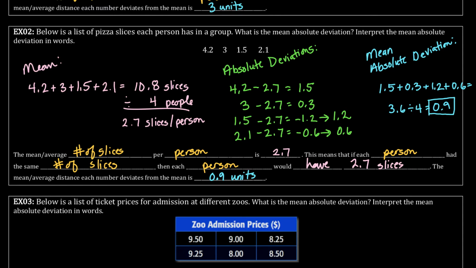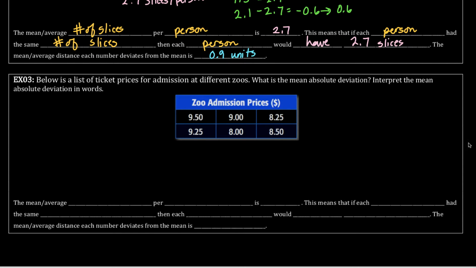All right, we'll start the next one, but like I said, I'm not going to walk through the whole thing. I just want to show you something. So when I find the mean for this next one, I'm going to add all of these: 0.25 plus 9.25 plus 8 plus 8.5, and that will give me 9.5 plus 9 plus 8.25 plus 9.25 plus 8 plus 8.5.